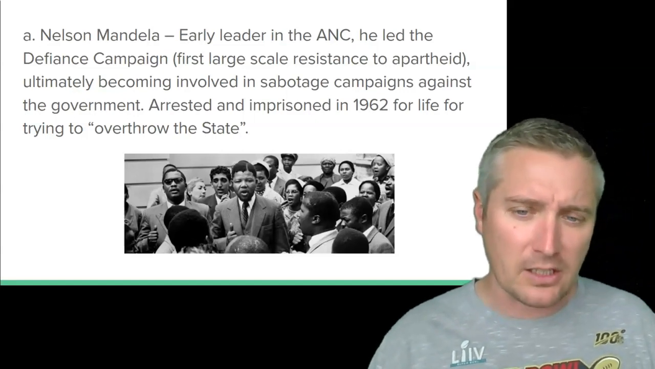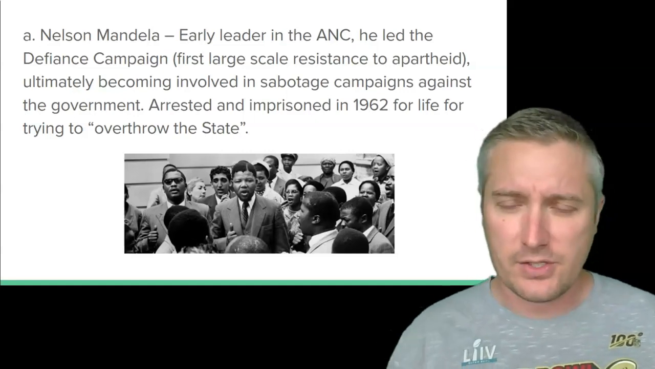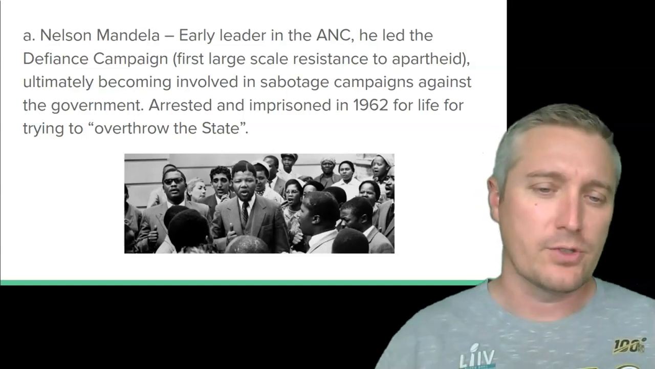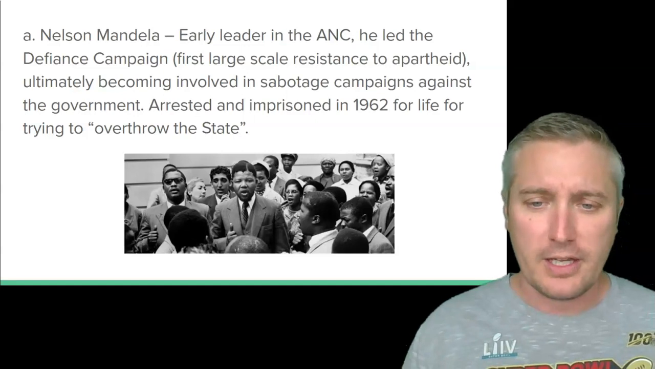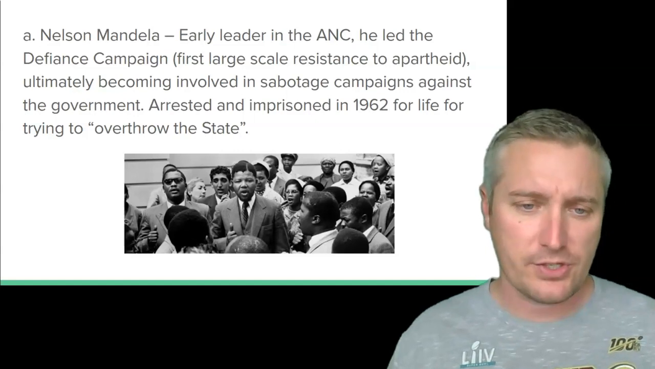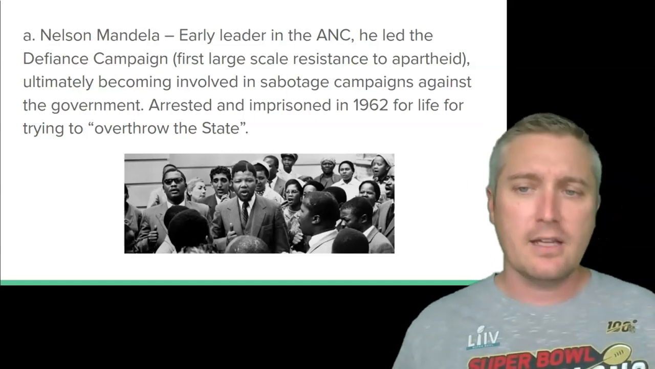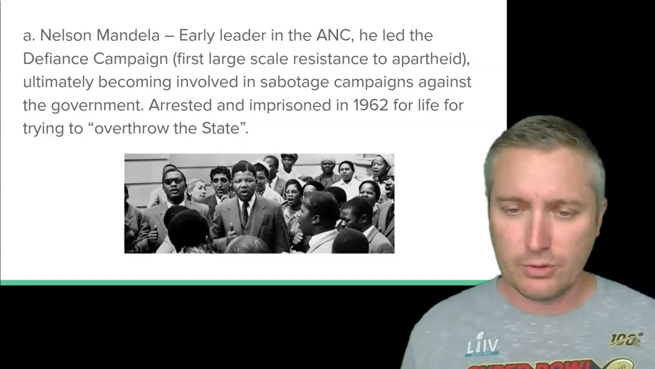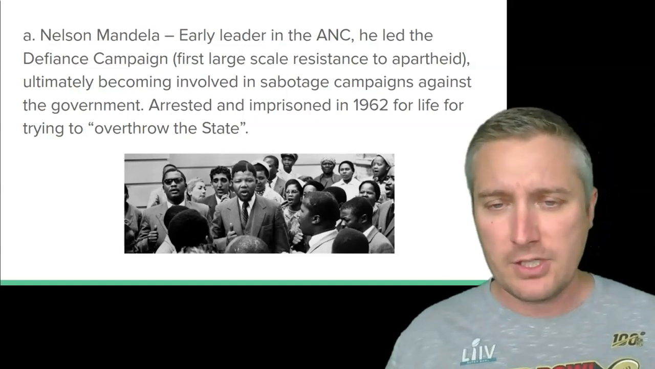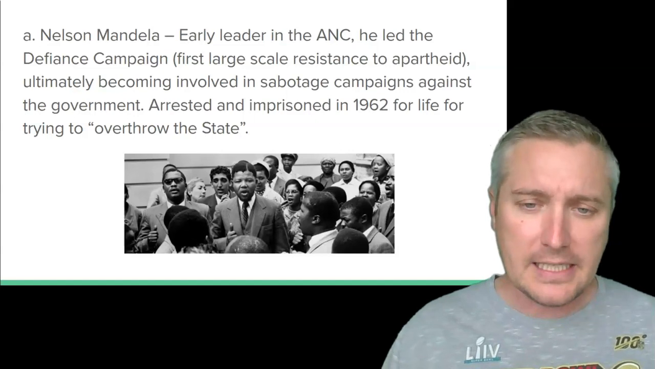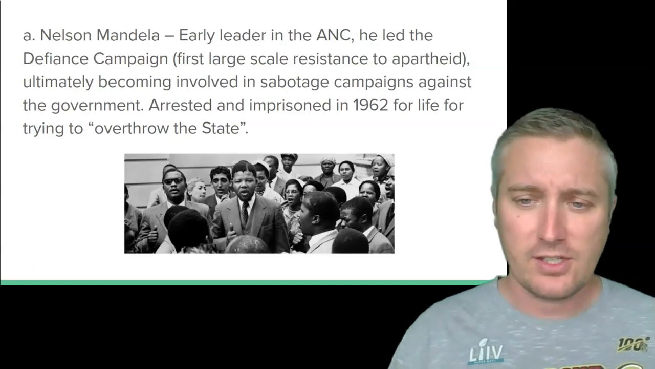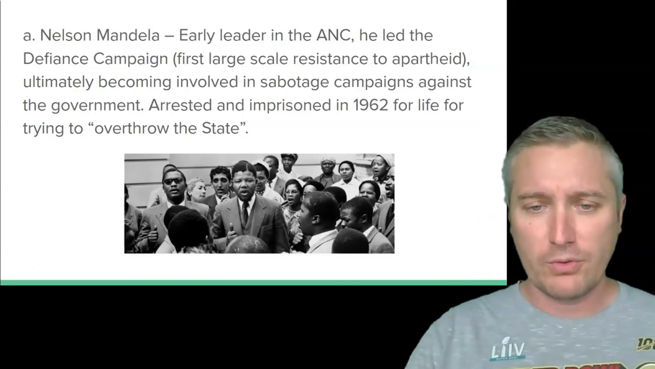Now, Nelson Mandela, a name that today is very familiar to many people, will become one of these early leaders of the ANC, and he will start a campaign which he calls the Defiance Campaign. And this was the first large-scale resistance to apartheid, and it did involve some violent action, including car bombings and arson, things like that, against the government. Now, Nelson Mandela would be arrested for leading this hopeful revolution, and he was imprisoned in 1962 for life for trying to overthrow the state.